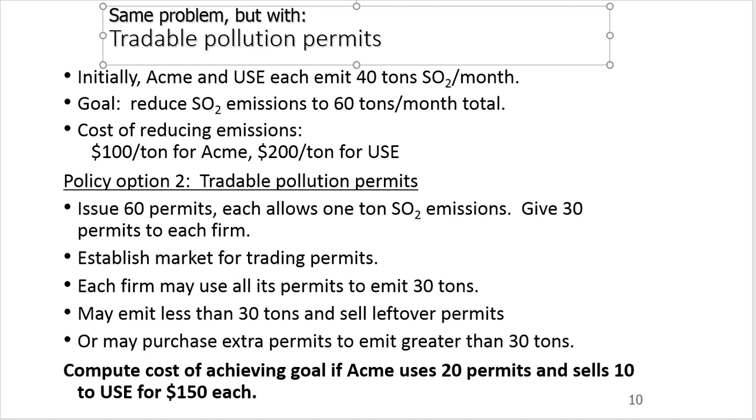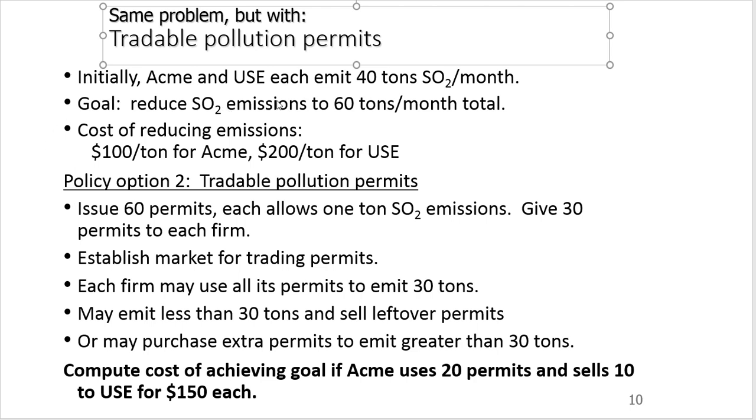Alright folks, good afternoon. This is my quick review of tradable pollution permits. So in the class we sort of talked about this already, but I want to walk through this one more time, okay? So basically, what is a tradable pollution permit? The idea, as you can see from the slide, is simple.